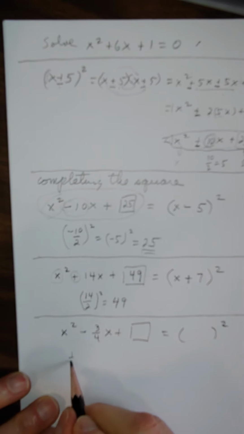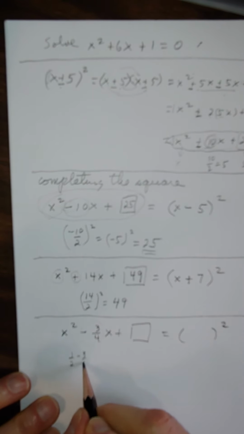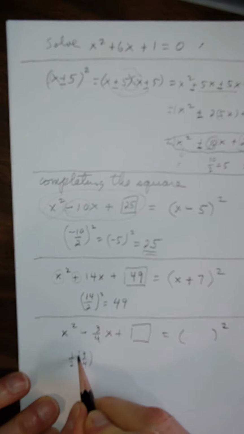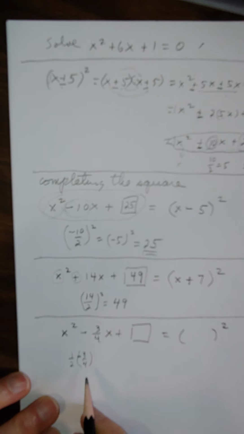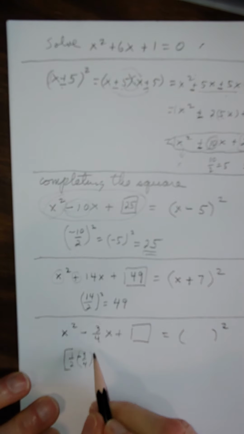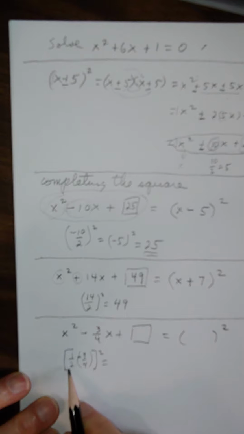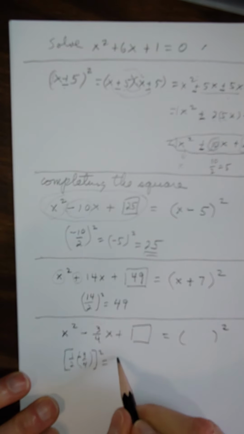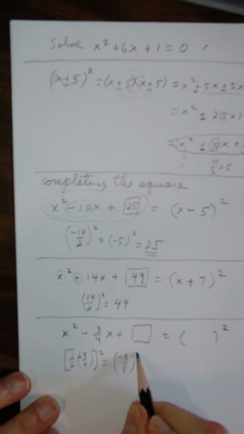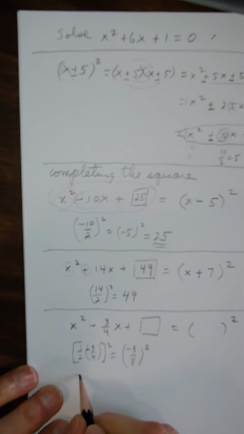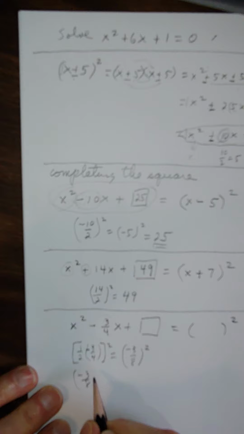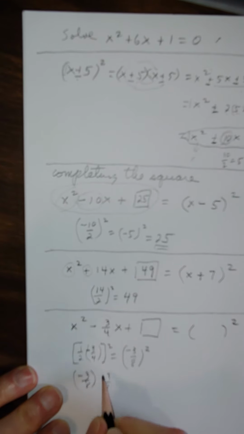So you multiply 1/2 times either -3/4 or 3/4, because it won't matter. Remember, dividing by 2 is the same as multiplying by 1/2. It won't matter whether you use the positive or negative, because you're going to square it anyway. So we get 1/2 times -3/4. 1 times -3 is -3. 2 times 4 is 8. Square it. Now that means -3/8 times -3/8.